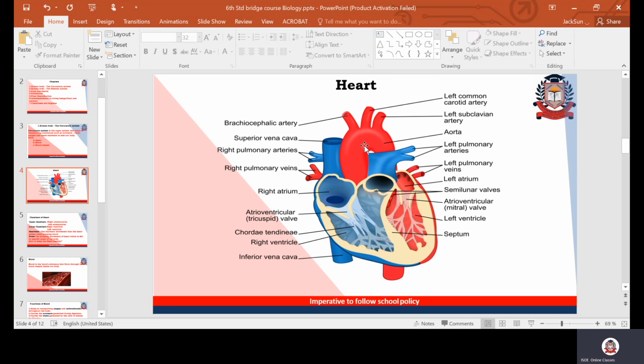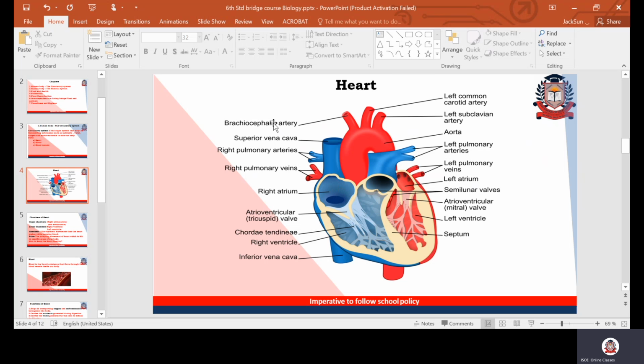Shall we recap once again? That is, the heart is divided into 4 chambers. Upper 2 chambers are known as right atrium and left atrium. Lower chambers are known as right ventricle and left ventricle. And the right and left side of the heart is separated by a septomuscular wall known as septum. And the lower part of the heart is thicker compared to the upper part of the heart.